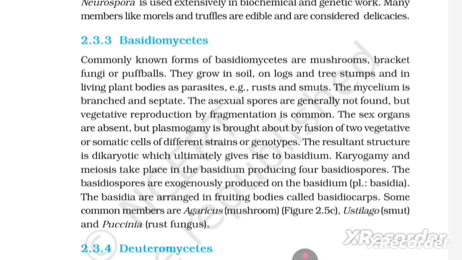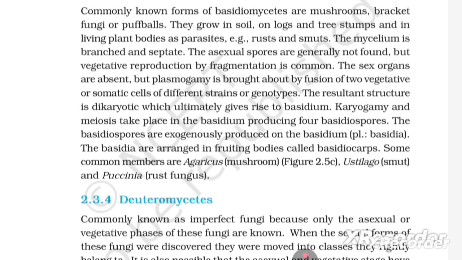Basidiomycetes, commonly known forms of Basidiomycetes are mushroom, bracket fungi or puffball. They grow in soil, on logs and tree stumps and in living plant body as parasite. Examples are rust and smut. The mycelium is branched and septate. The asexual spores are generally not found, but vegetative reproduction by fragmentation is common.